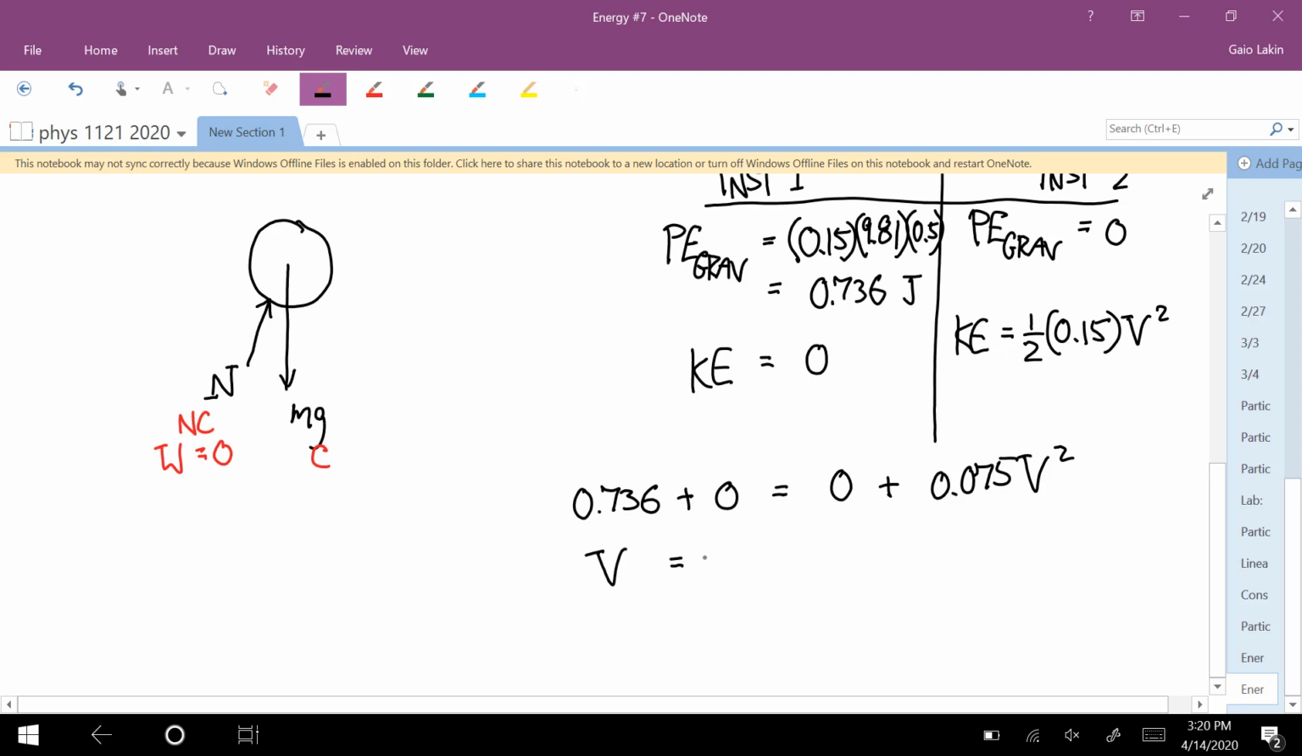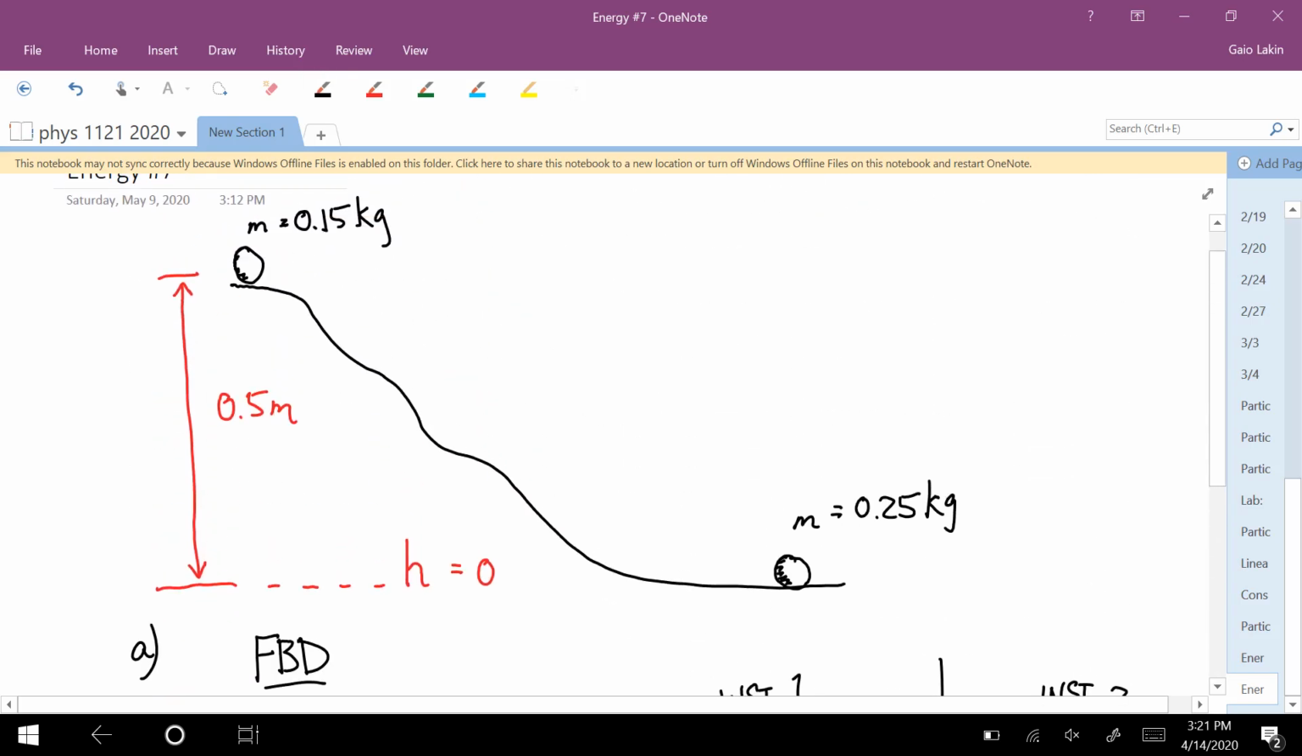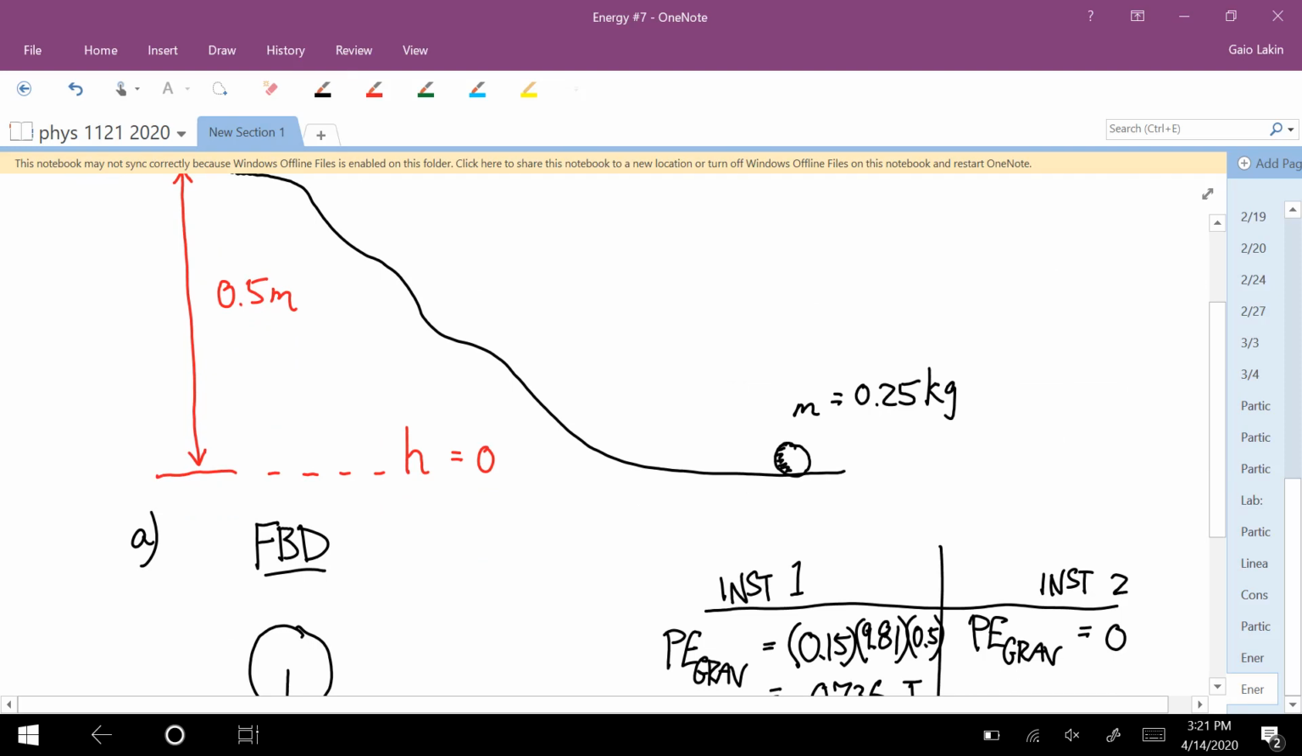And so you get V is equal to plus or minus the square root of 0.736 divided by 0.075. That's 9.81 because some masses cancel. And you get 3.13. This is the speed, so we want the positive one. And so right before these two billiard balls collide, the speed of the one that starts at the top is 3.13 meters per second.